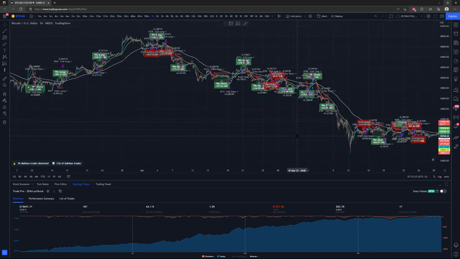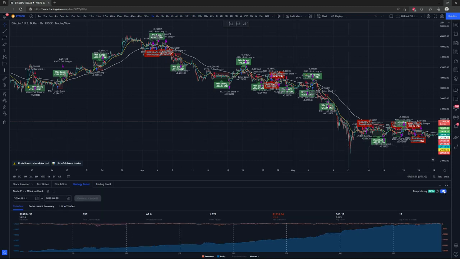Now I'll turn on deep history to increase the sample size of back-tested trades and see if the results can hold up. So turning that on, we go from 180 trades to 395 closed trades, and we still see this maintaining its edge in the market with still a 60% win rate using a 1-to-1 risk to reward ratio. So not 63 like it was on the smaller sample size of data, but nonetheless maintaining a strong edge in the market.